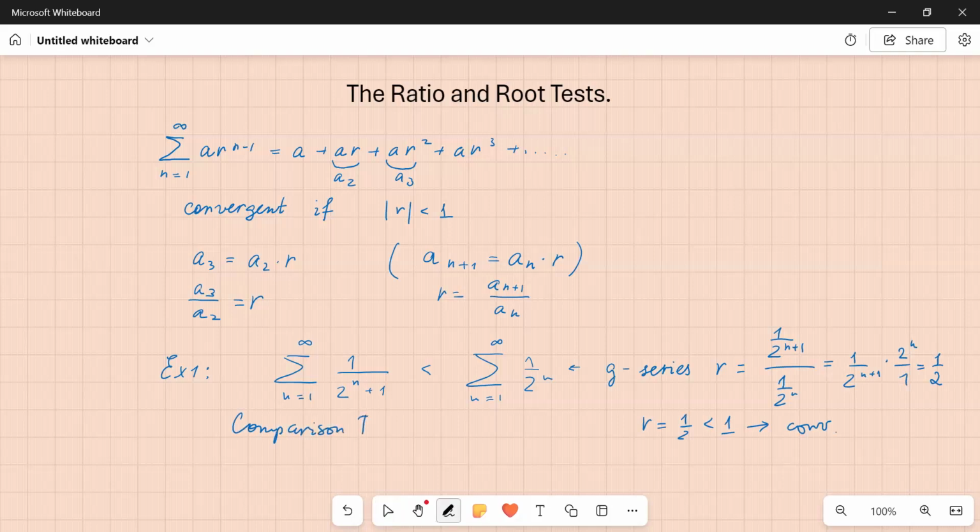More precisely, direct comparison, because we have just an inequality sign, right? We know by direct comparison that my series is convergent because it's less than a convergent series. Terms are positive, everything is fine, right?